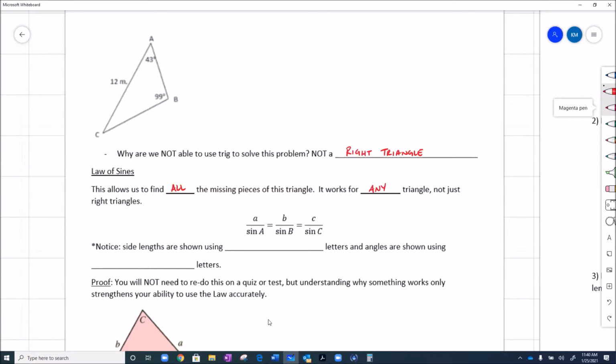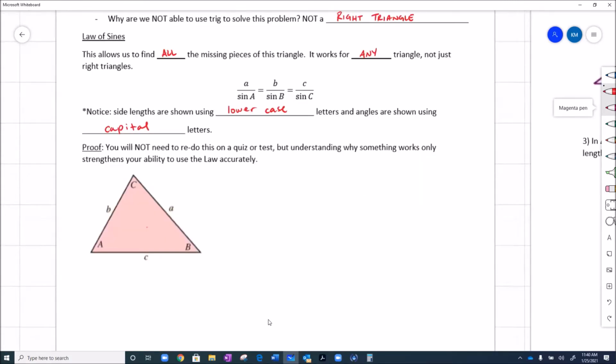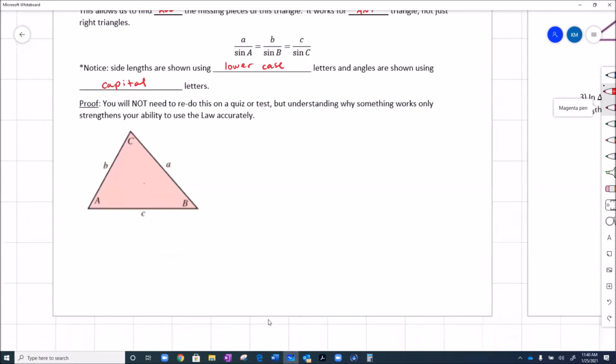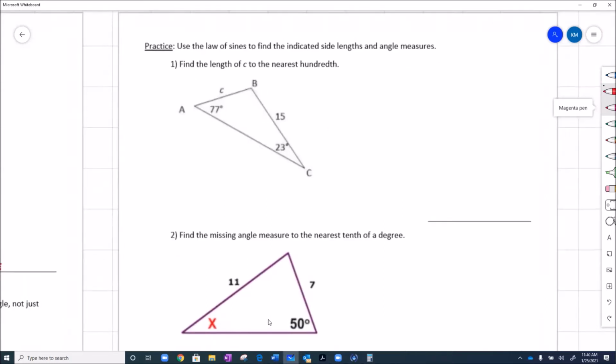Remember that we use the lowercase letters a, b, and c to show side lengths, and angles are using capital letters. We could walk through the proof. I'm going to skip that for your time. All right, let's just practice with it.